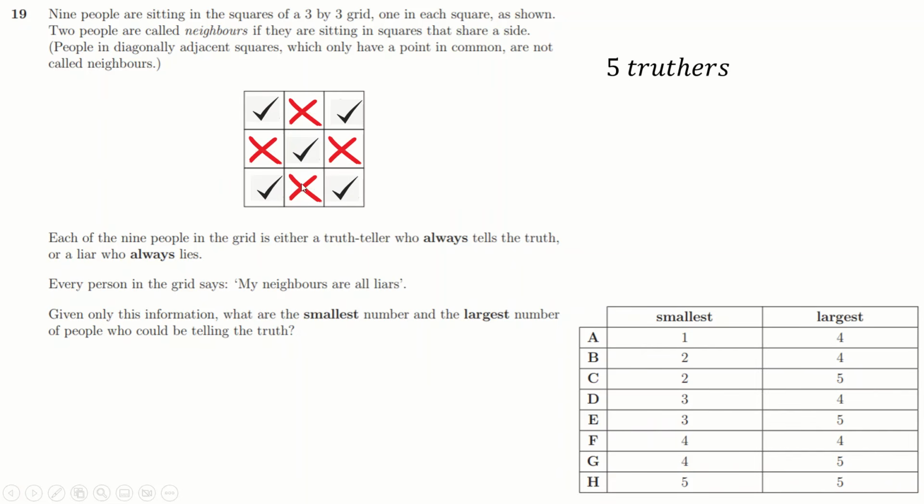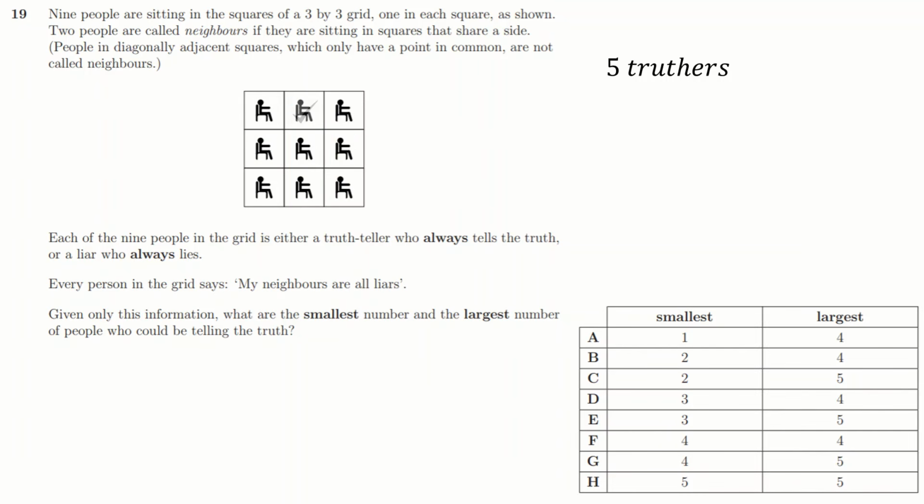And I fitted 5 truthers in here. And it sort of feels like that's the most I can put in here. It feels like it'd be hard to put 6 truthers in here. And then you look at the answers and you notice that there's no option to have 6 truthers. So the answer must be 5. So that's good. So that's the largest number of truthers I can get in here. Then you just try something else to try and find the smallest.